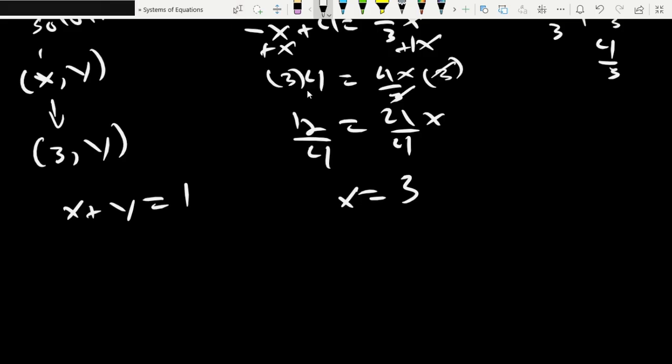We already know that x is 3, so we're going to plug it in for x. 3 plus y equals 1. Then we're going to do minus 3 here, solving it like a simple equation. Then we have y equals negative 2.